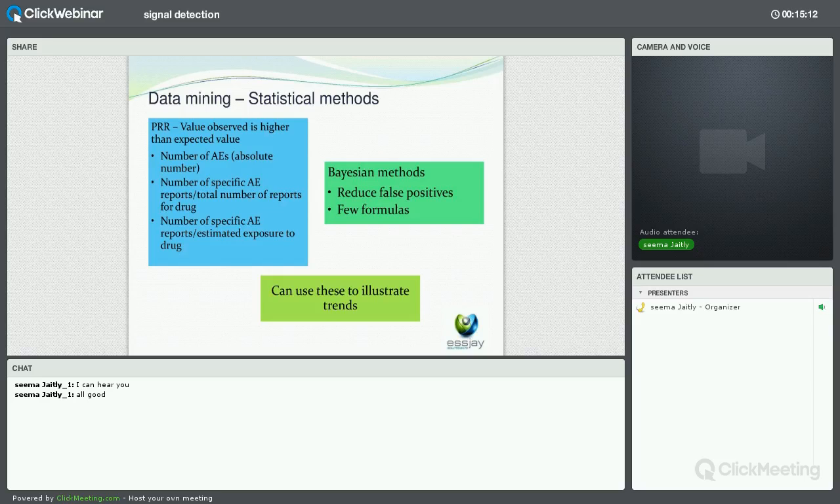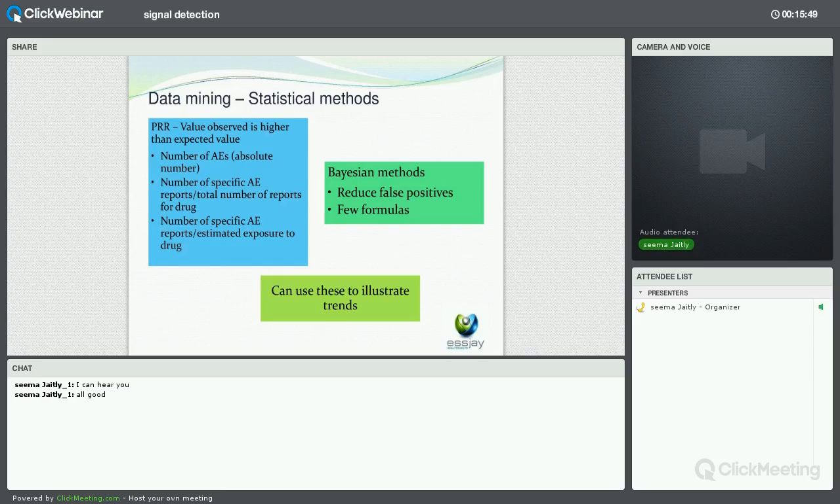So there have been other methods introduced to try and reduce this. One of them is the Bayesian methods, where they are looking to reduce your false positives. There are a couple of formulas used with regards to this, but all based on the same premise: that you're looking for disproportionality overall and then statistical significance associated with that. There are a few slides at the end, 3 slides, which talk about the PRR and the Bayesian methods in a bit more detail should you need. But I wasn't going to cover that in this webinar specifically.